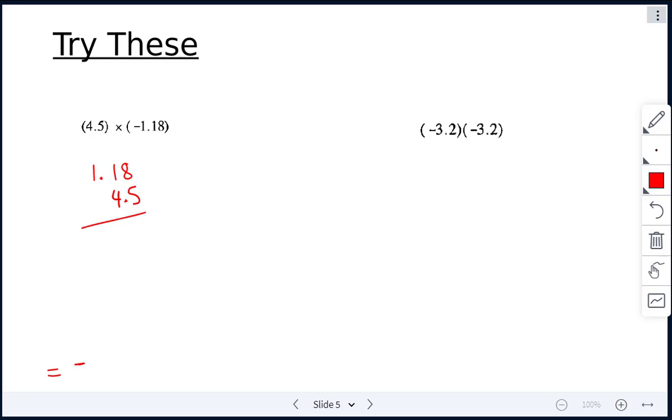All right, so here we have 4.5 times negative 1.8. We know that when multiplying a positive and a negative, our answer will be negative. So down here, I've just made a note here for myself that the answer has to be negative in case we forget to do that. All right, so I've also set it up here already. So let's go ahead and multiply. So 8 times 5, that's 40. 1 times 5 is 5, plus 4 is 9. And then 1 times 5 is 5.